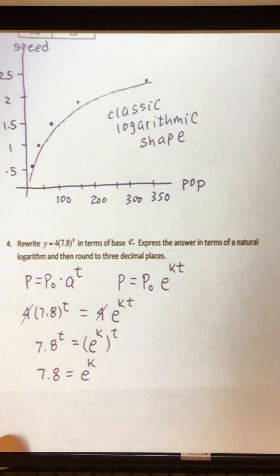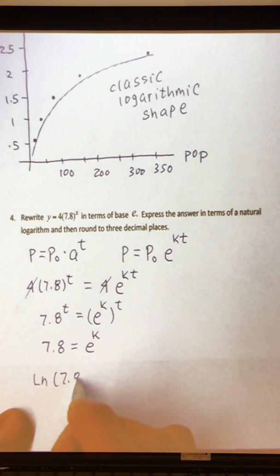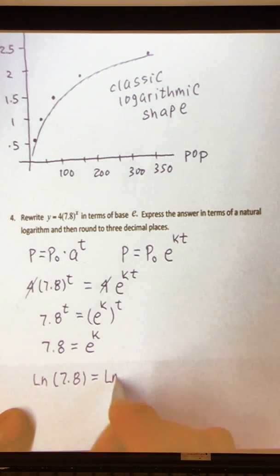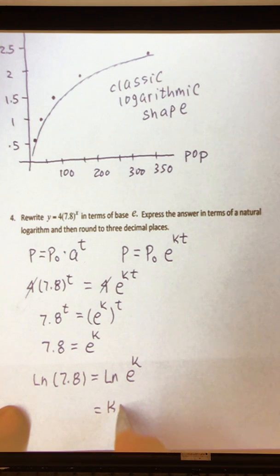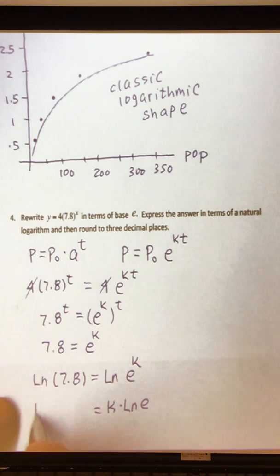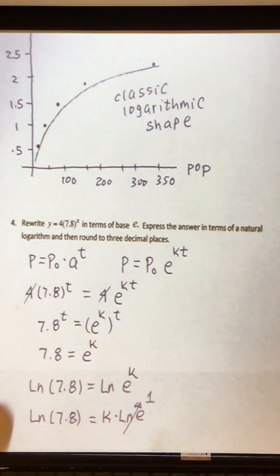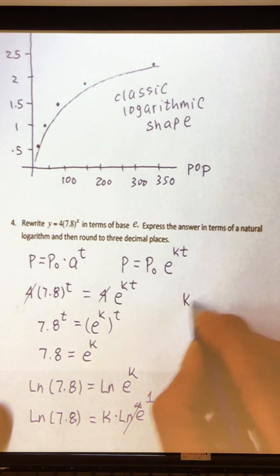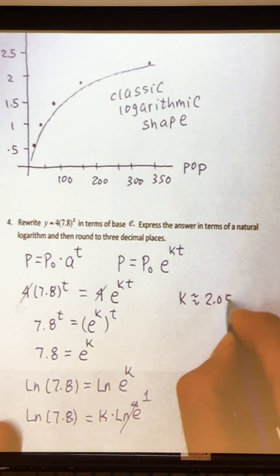So now we take logs of both sides to find the value of k. Log of 7.8 is equal to log of e to the k, or on the right-hand side, k times log e is equal to the log of 7.8. And log of e is 1. So k is the log of 7.8, and that is approximately 2.054.